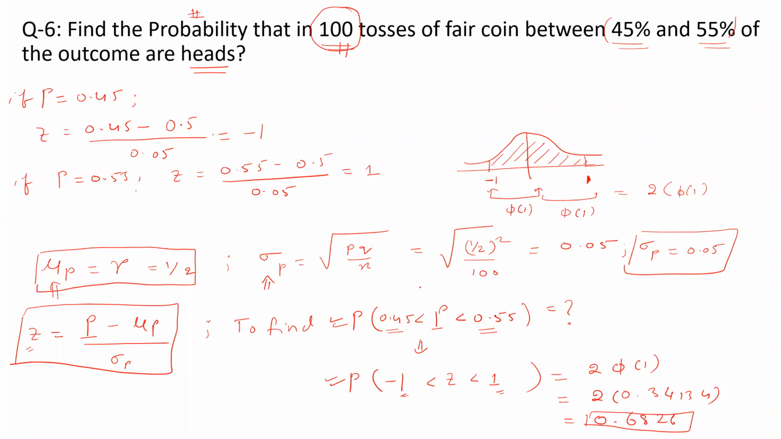So 0.6826 is the probability that in 100 tosses of a fair coin, between 45% to 55% of the outcomes are heads. So 68.26% approximately is the probability, right?